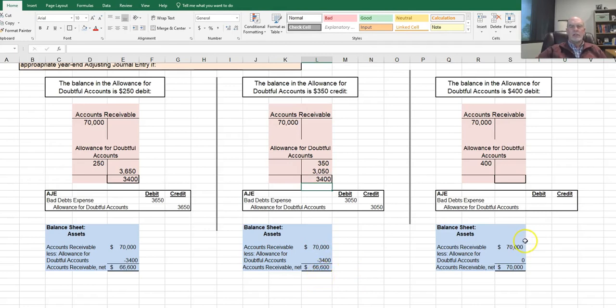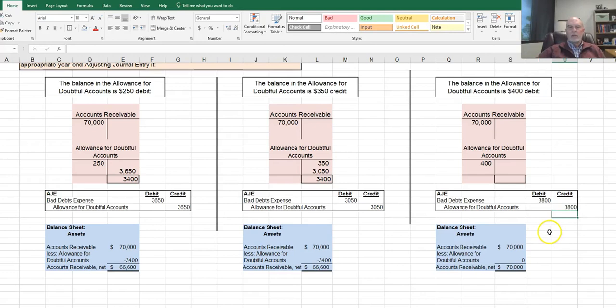And then finally, the last example, if we had $400 as a debit balance, meaning we didn't have enough in there last time, which means we didn't expense enough last time. So we have to expense more this year to make up for that. So to hit $3,400 here, that would be $3,800. So we would debit bad debt expense $3,800, credit the allowance $3,800.